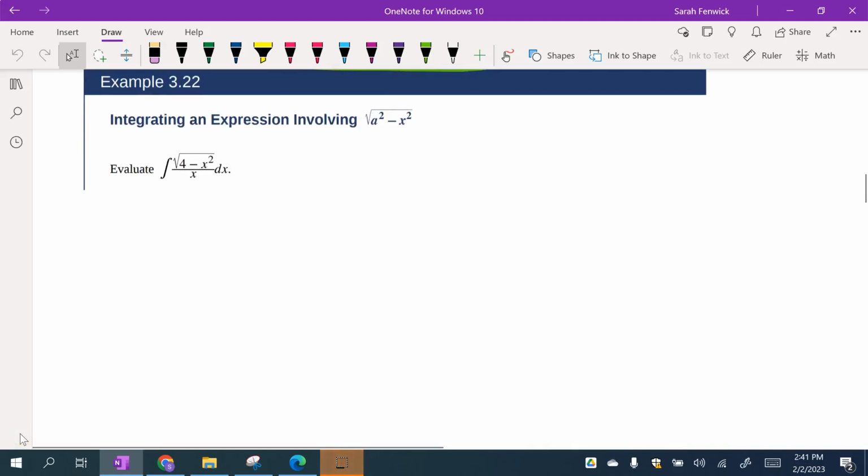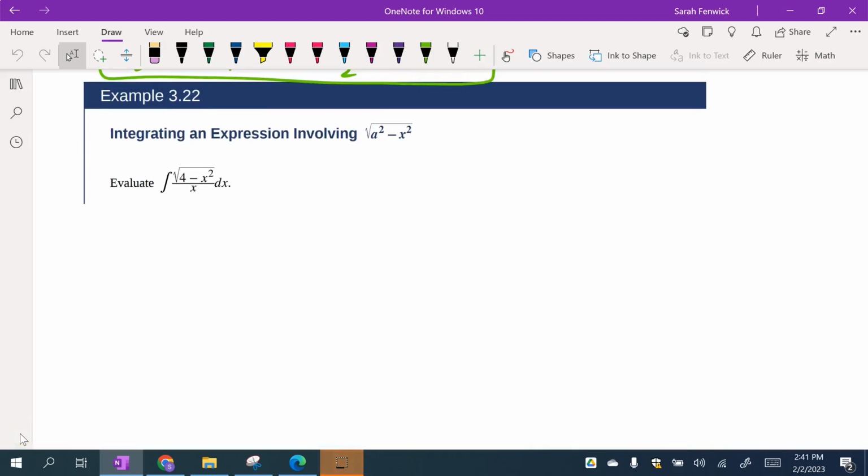All right, using OpenStax's textbook Calculus Volume 2, we are working on trig substitution, and here we have another example of an expression including the square root of a squared minus x squared. We're going to use this when our a is 2 because our a squared is 4.